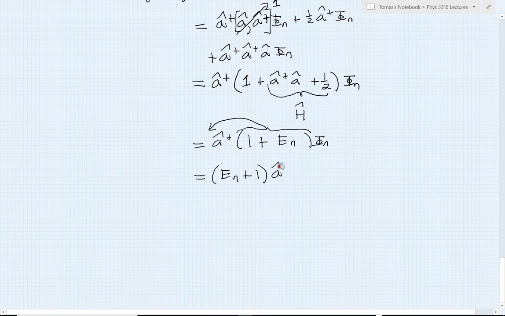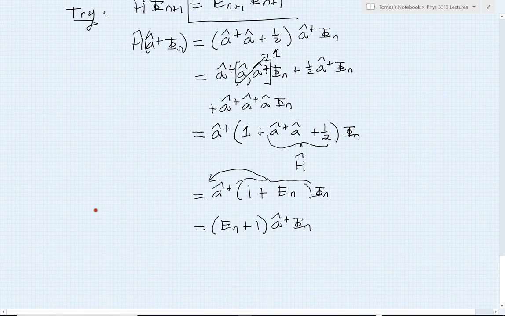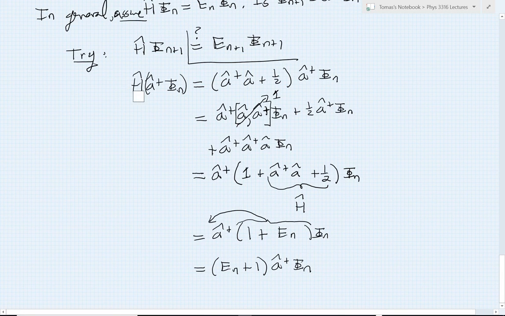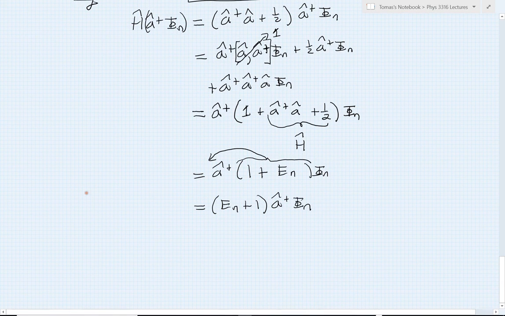What's left here is a hat dagger phi n. And the beauty is I've applied H hat to a dagger phi n, and what I've gotten back is a constant times what I started with. Now, the a dagger phi n, the other code name we had for that was just phi n plus 1. So I've just proved that my H on my proposed phi n plus 1 is indeed nothing other than a constant times my original phi n plus 1. So it is definitely a pure state.